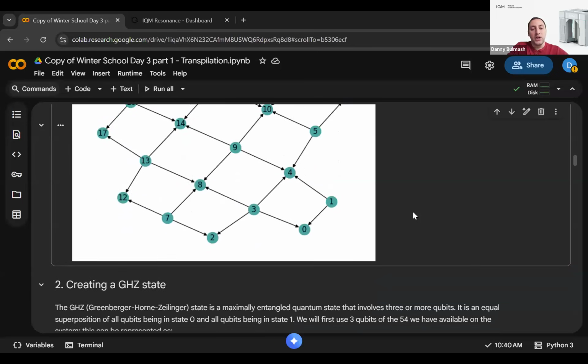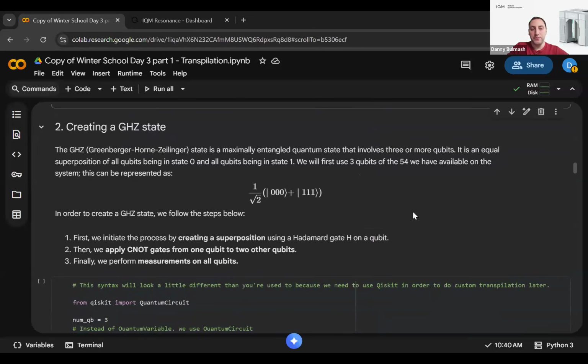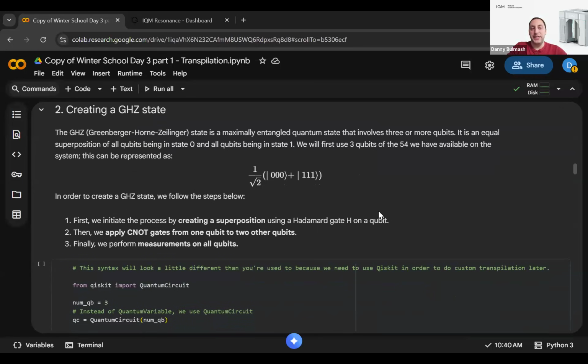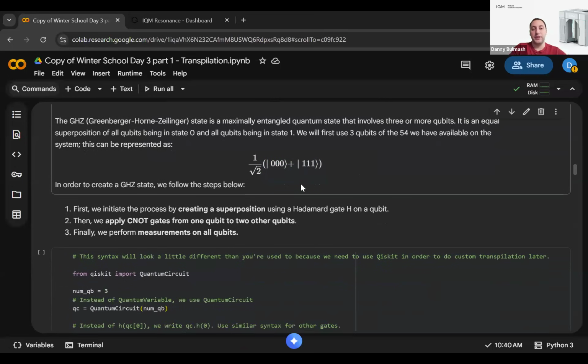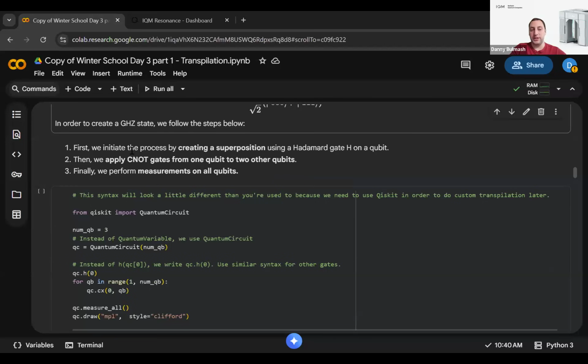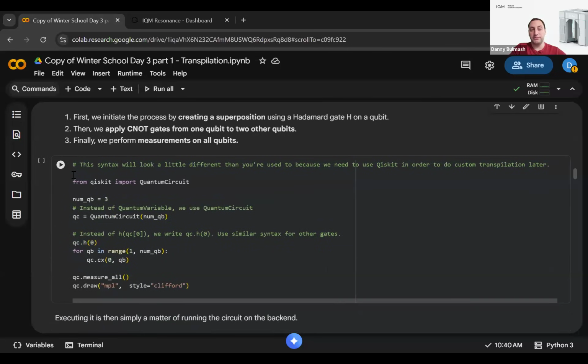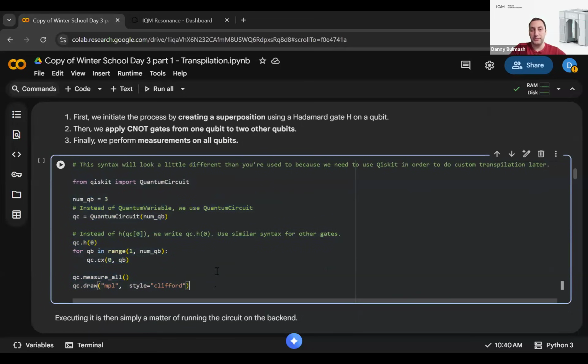Okay. So the first thing we're going to do is create a GHZ state, a Greenberger-Horne-Zeilinger state. Now, we saw this in Stefan's lecture on Tuesday, and it is a state that looks like this. It's an entangled state where we have three qubits that are either all in the 0 state or all in the 1 state, with probability 50% for each. And we're told how to do this process. In fact, this is all done for you here.